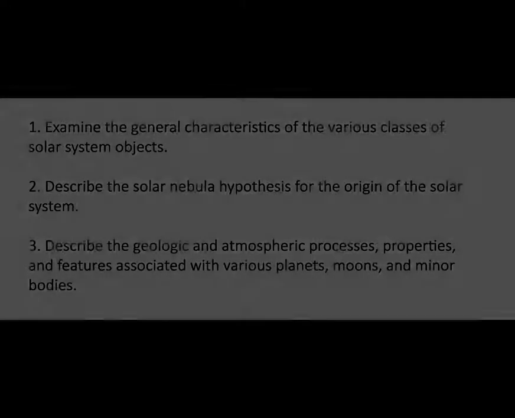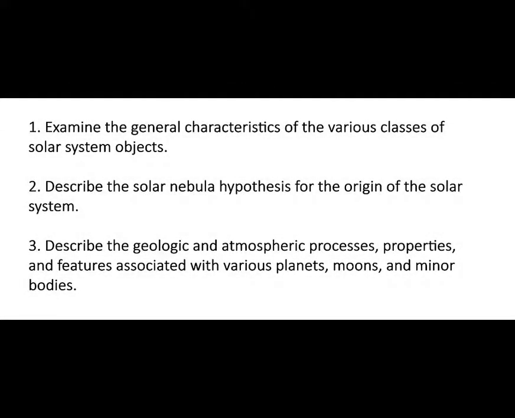The second unit of this course specifically tries to address the following course competencies listed for this course. 1. Examine the general characteristics of the various classes of solar system objects. 2. Describe the solar nebula hypothesis for the origin of the solar system. And 3. Describe the geologic and atmospheric processes, properties, and features associated with various planets, moons, and minor bodies.